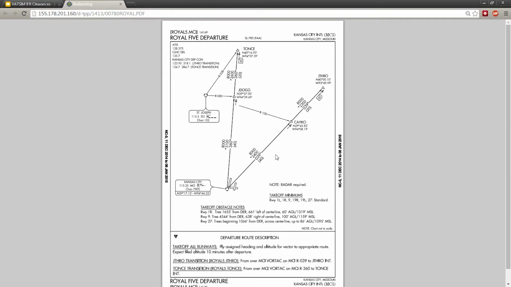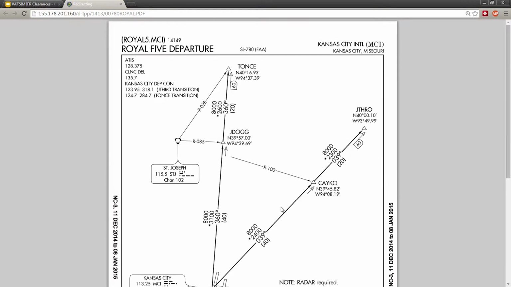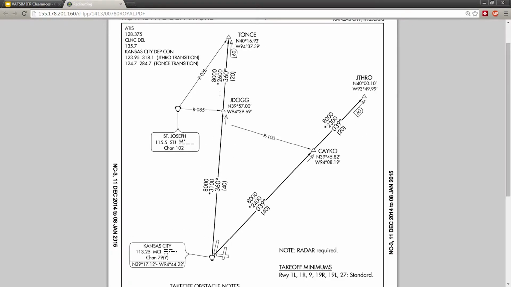What we're going to look at specifically today is this departure route description at the bottom. As we can see here, for all runways, takeoff or fly assigned heading and altitude for vector to appropriate route, expect filed altitude 10 minutes after departure. And then we can see specifically the Taunts transition. What this says in words is basically exactly the same as what the picture is up here.